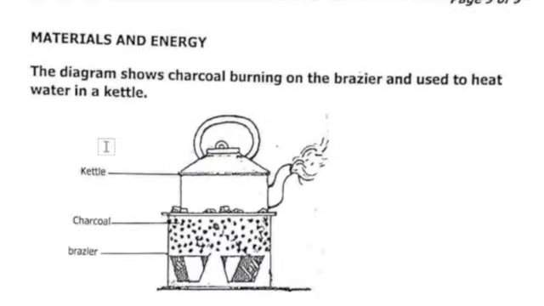So we go to question number 10, last but not the least. Question number 10 is coming from the topic of materials and energy, and the question is as follows. The diagram shows charcoal burning on the brazier and used to treat water in a kettle. So you can see that is the kettle. We have got the brazier and we have got charcoal there.